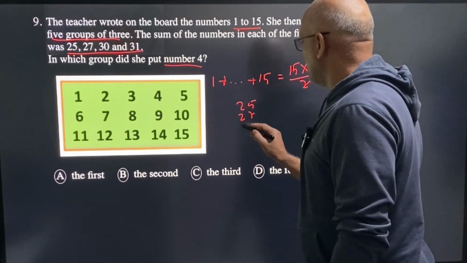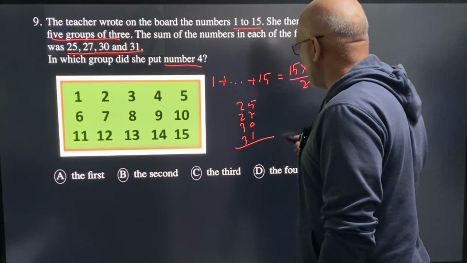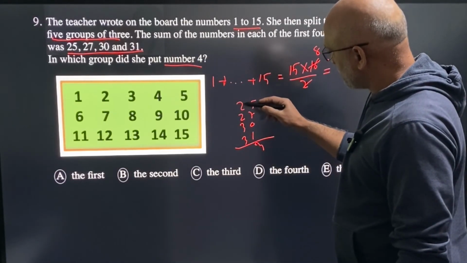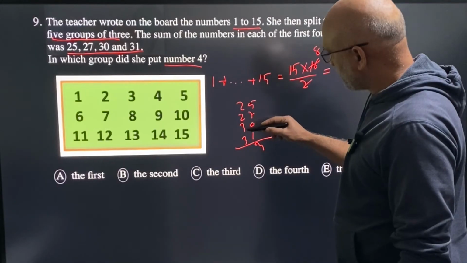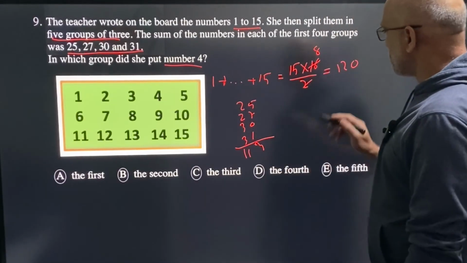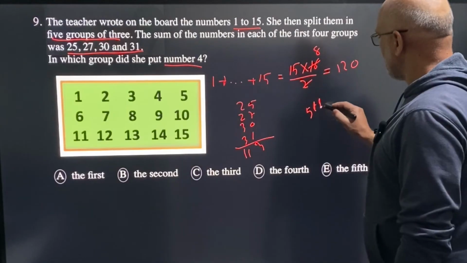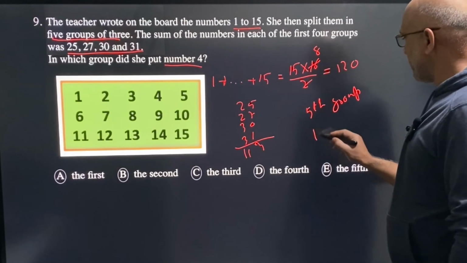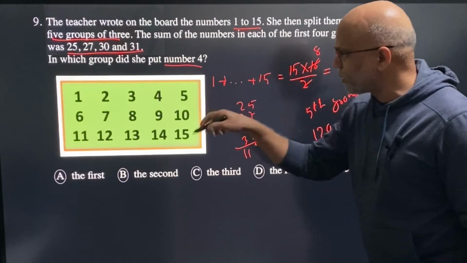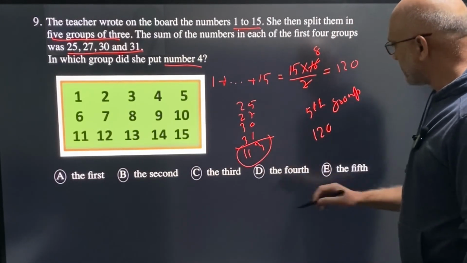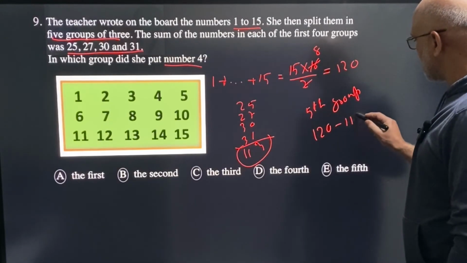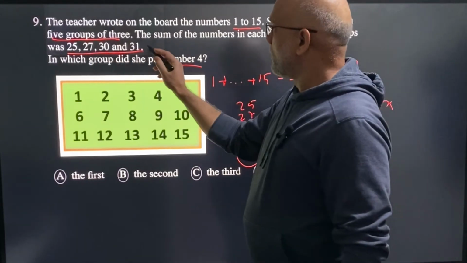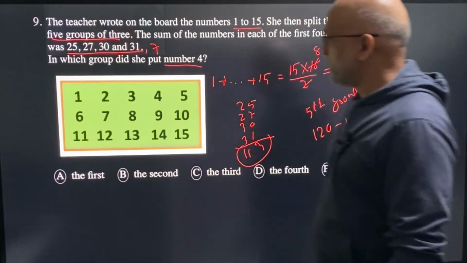All right, the first 4 groups are 25, 27, 30 and 31, and they add up to 113, right? So this is the total sum of all the numbers, and 4 groups add up to 113. So 120 minus 113 is going to be 7. And the 5th group is then going to be 7.